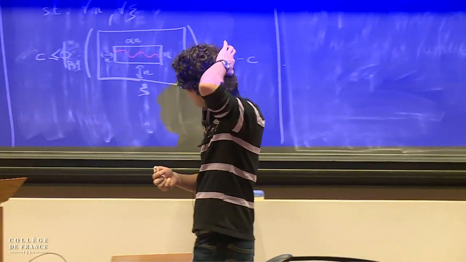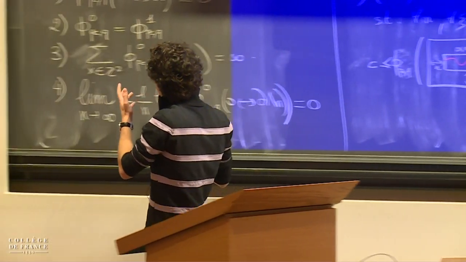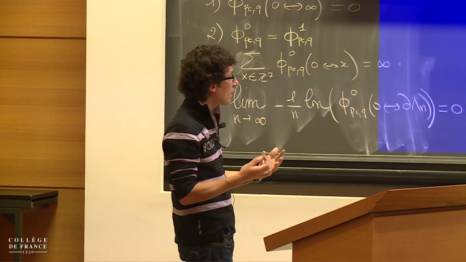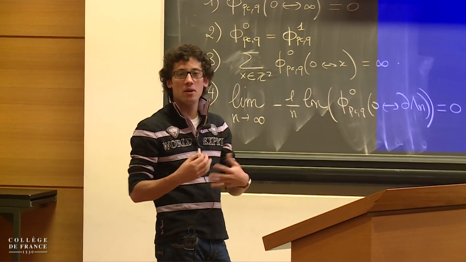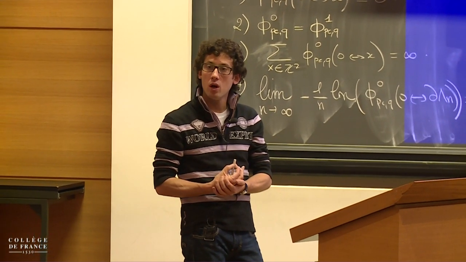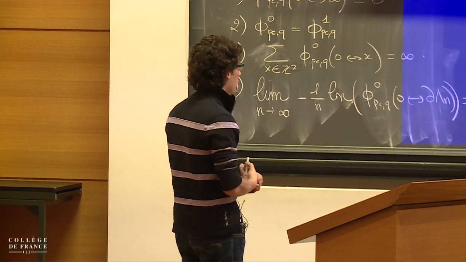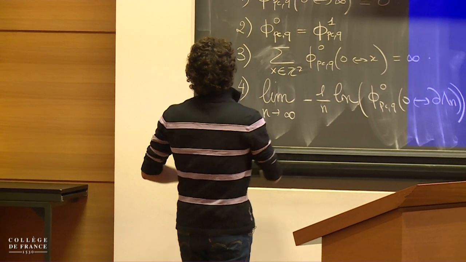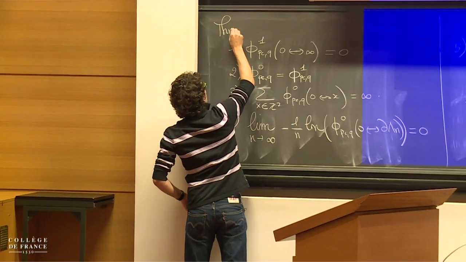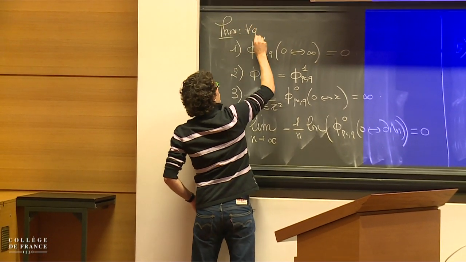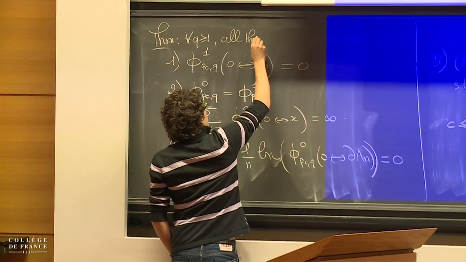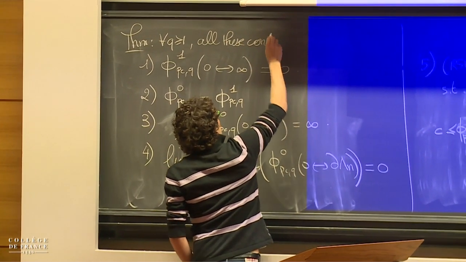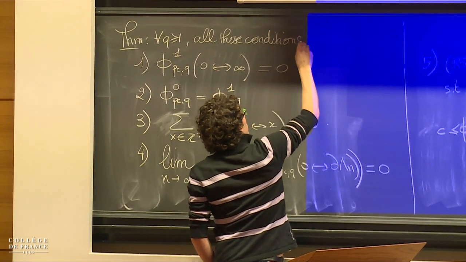So here there is uniformity in the aspect ratio, in the size, and in the boundary condition. This is the right generalization of what would happen for critical Bernoulli percolation. So this is a theorem now. What does the theorem say? That for every q larger or equal to 1, all these conditions are equivalent.